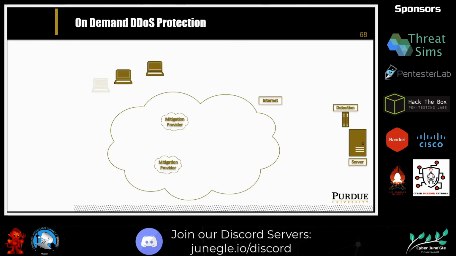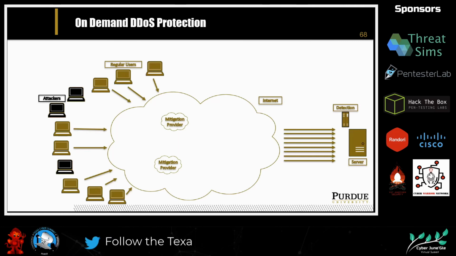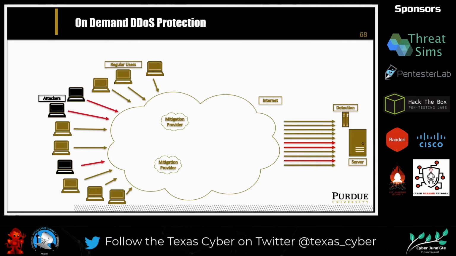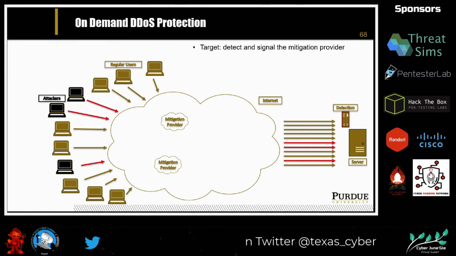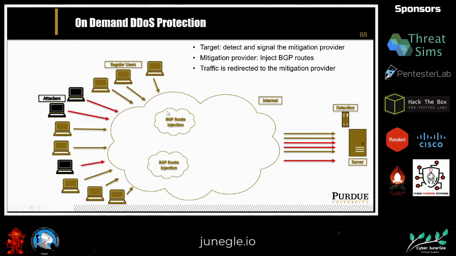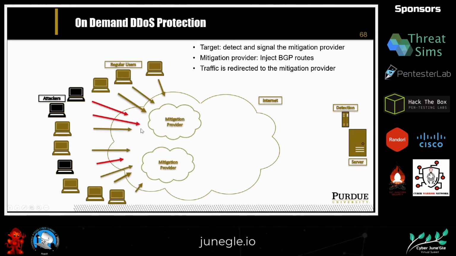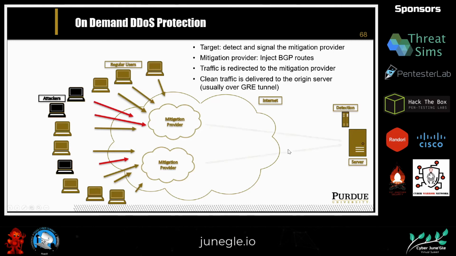Again, we have the internet here, we have the legitimate users, and then we have the attackers. Once the attackers start sending attack traffic, it gets detected. The detection system then signals the service provider, and the service provider starts injecting BGP routes, which draws all the traffic there, including the attack traffic. So all this traffic is going to those mitigation pods, but now we have to deliver it in some way to the server. Well, that's tough, right? What are we going to do?